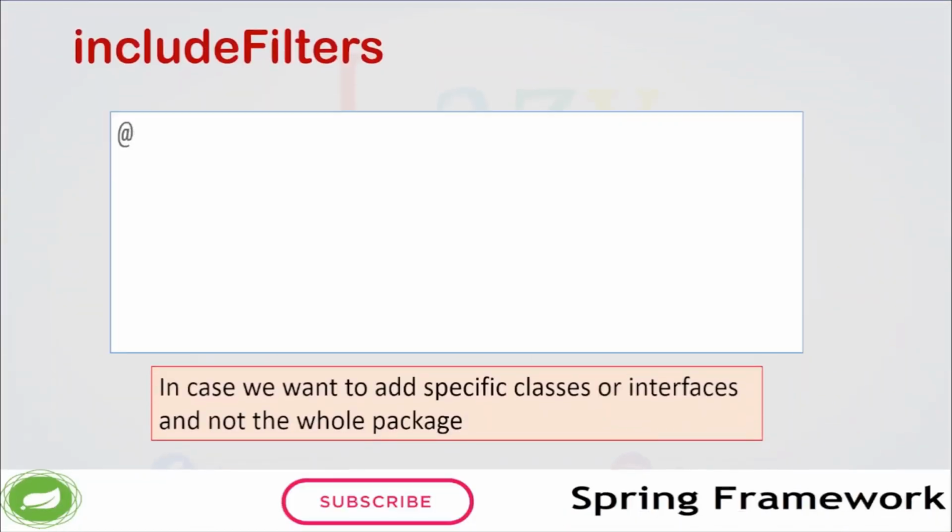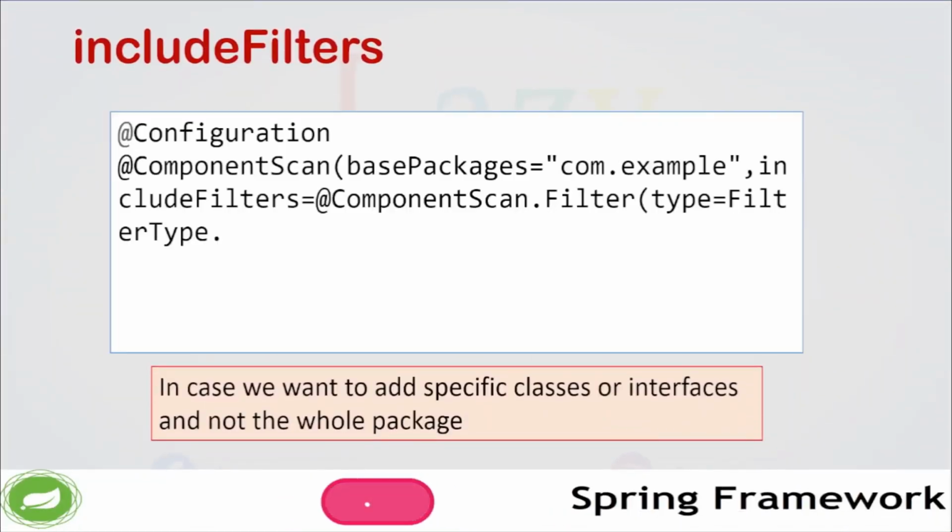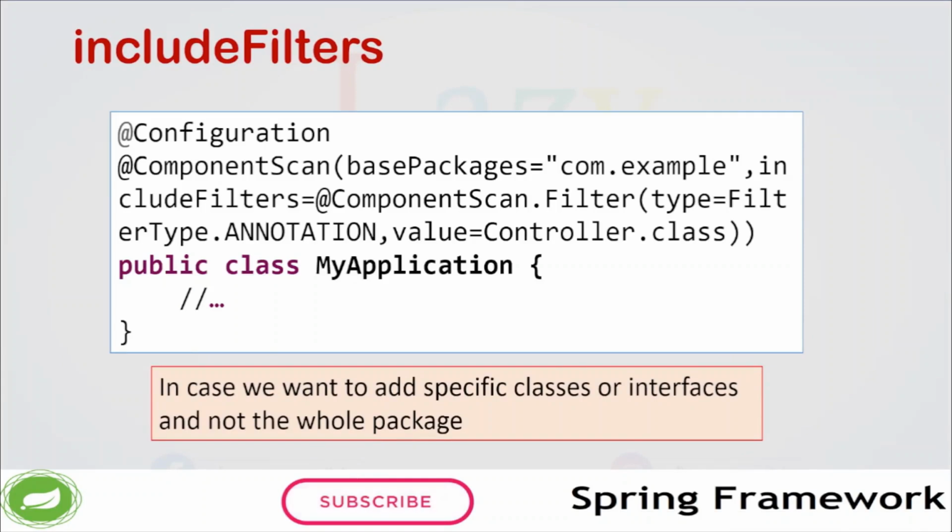Next option is includeFilters. In case we want to add specific classes or interfaces and not the whole package, then we can use this particular option. For example, you can handle all classes annotated with @Controller or @Service or classes that implement a specific interface. In this example, we are using includeFilters to include all the classes annotated with @Controller in the com.example package.